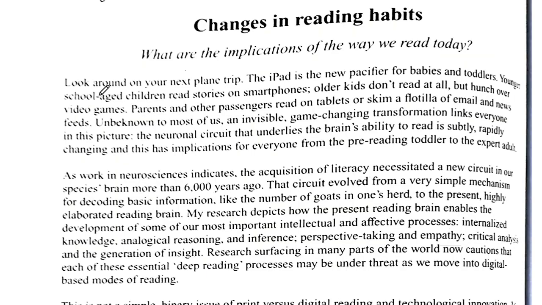Now we'll be moving into the first paragraph. Look around on your next plane trip. The iPad is a new pacifier for babies and toddlers. Younger school age children read stories on smartphones. Older kids don't read at all, but hunch over video games. Parents and other passengers read on tablets, flotilla of email and news feeds. Unbeknown to most of us, an invisible, game-changing transformation links everyone in this picture. A neuronal circuit that underlies the brain's ability to read is subtly, rapidly changing, and this has implications for everyone, from the pre-reading toddler to the expert adult.